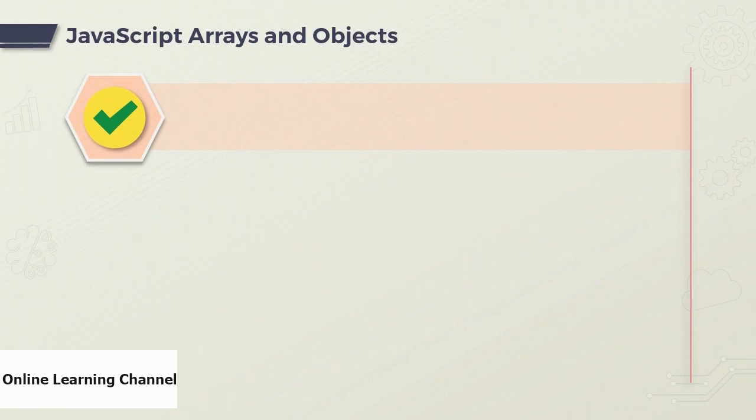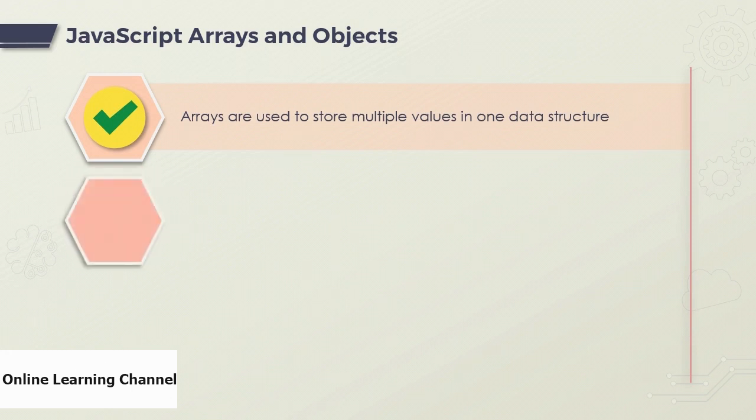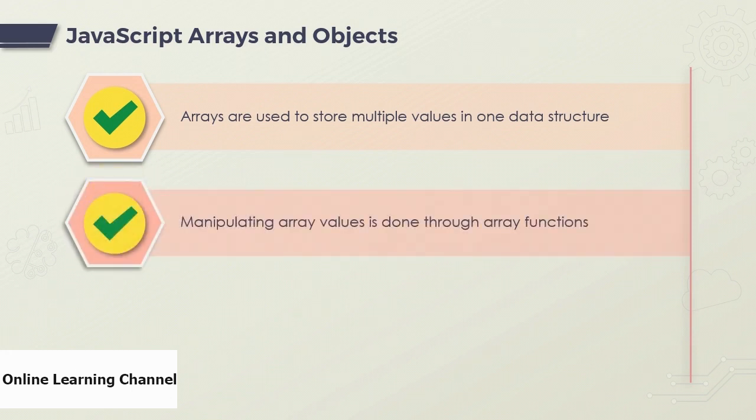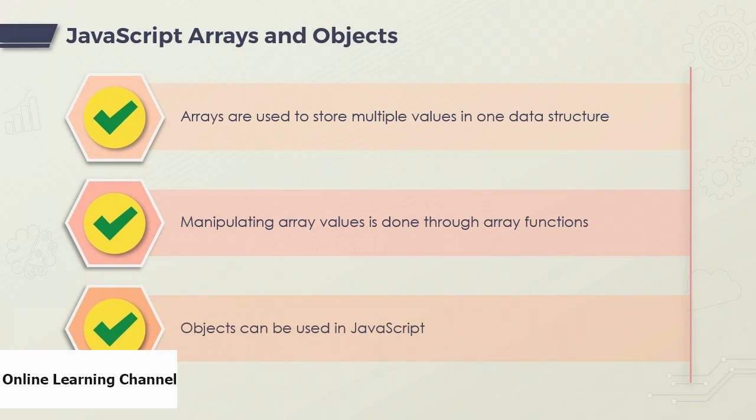Now, as with any other programming language, JavaScript also has arrays and objects, and we saw a version of that on the previous slide. Arrays, of course, are used to store multiple values in one data structure, and we can manipulate arrays or array values through array functions, and there are quite a few of them. Objects can also be used in JavaScript, and on the next slide, you'll see an example of an object.